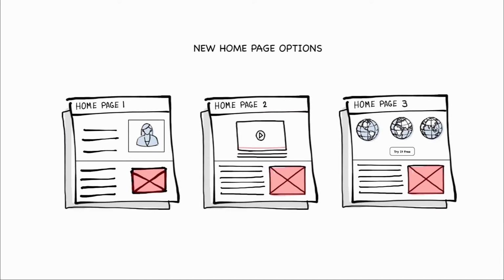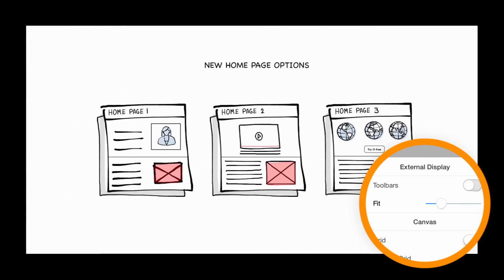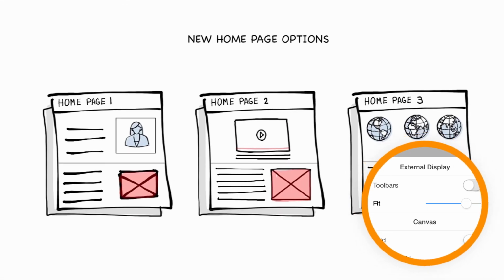If you need to adjust the fit of the canvas, use the display tool that we showed earlier. You can slide the fit button to the left to reduce the image, or to the right to increase the image. It's that simple.